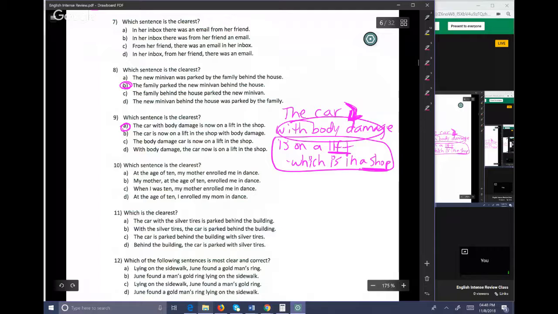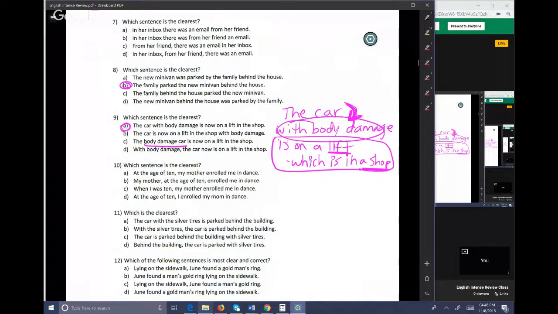C, the body damage car. So obviously that's awkward, and most of you probably take that out because it seems awkward, and that's fine. To be more specific than to just say it's awkward, body damage car would be like naming the car as being in a category called body damage.